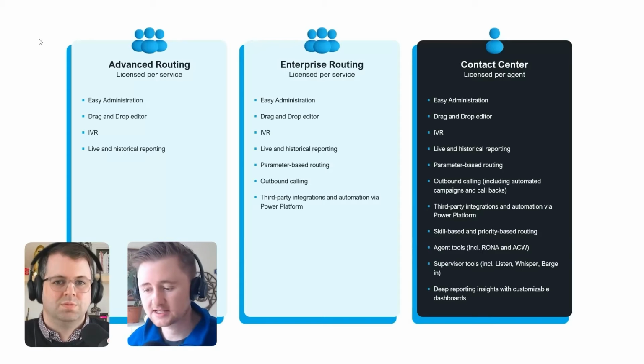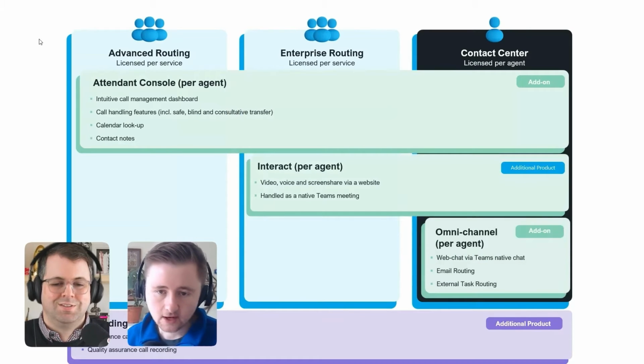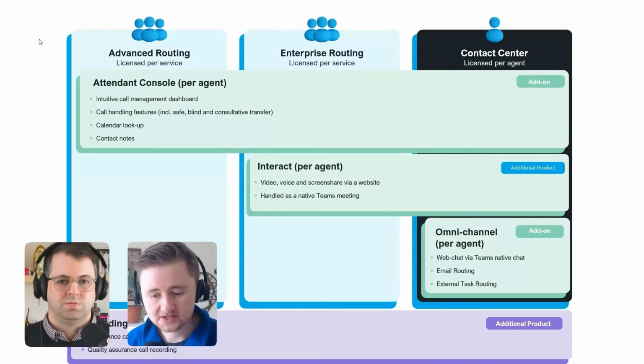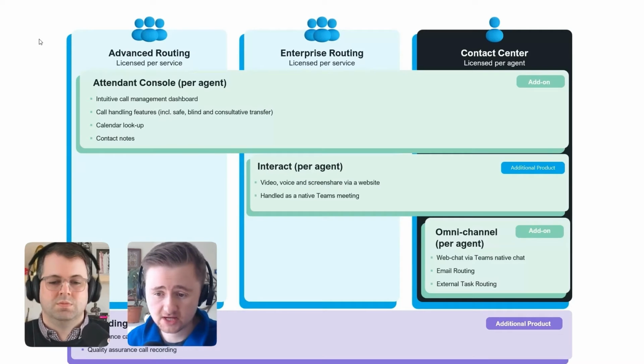And up to this stage, that's been for voice routing. But what we've done is we've added an omnichannel license into that. So across any of these modules, you can add our attendant console. So that's our reception and operator switchboard module. You can add Interact, which has been around for a while now. So that's our video product. So that allows you to route video sessions and screen share sessions from a website into an enterprise routing or contact center queue. But the new one, which is what we're here to talk about today, is an add-on for the contact center, which will allow you to route omnichannel interactions.